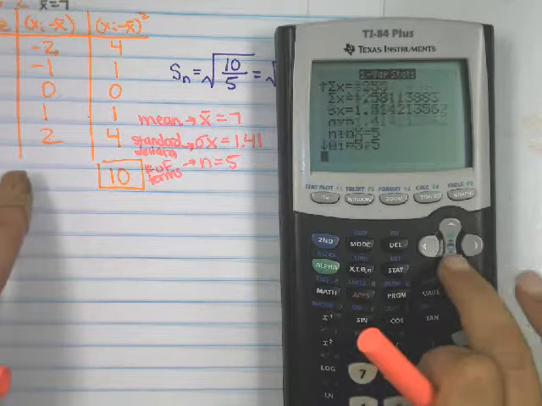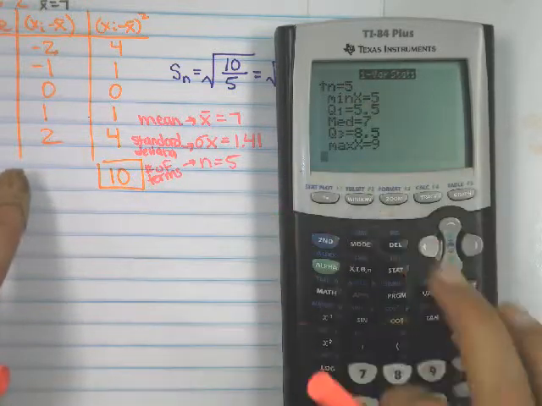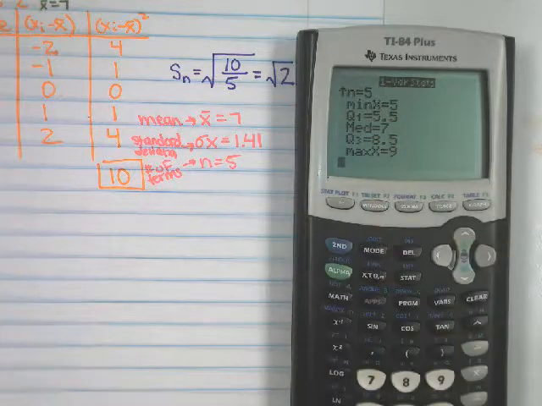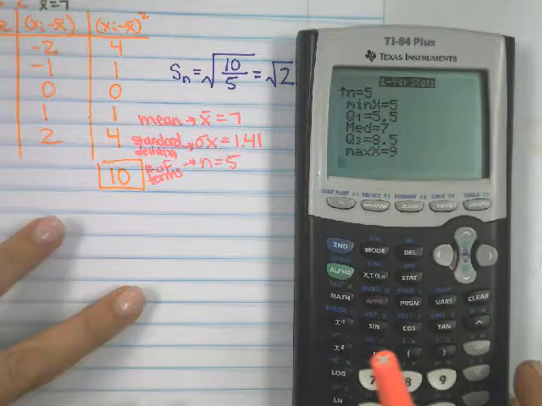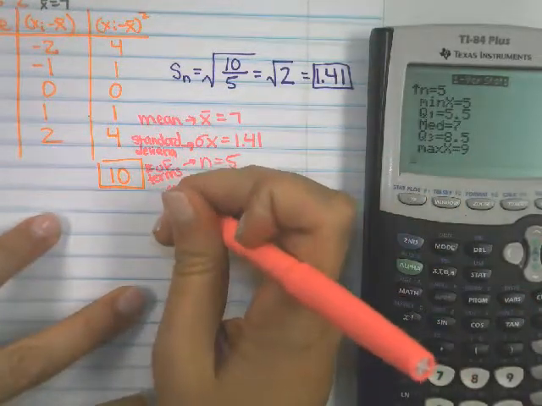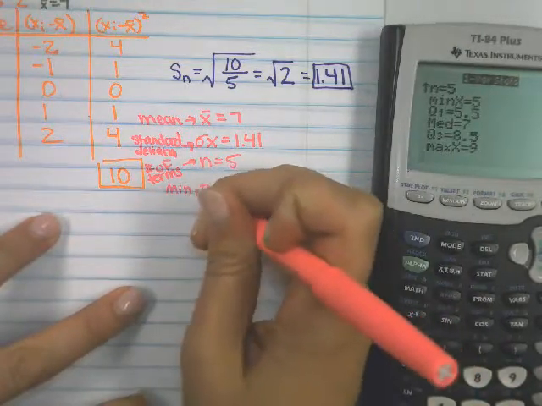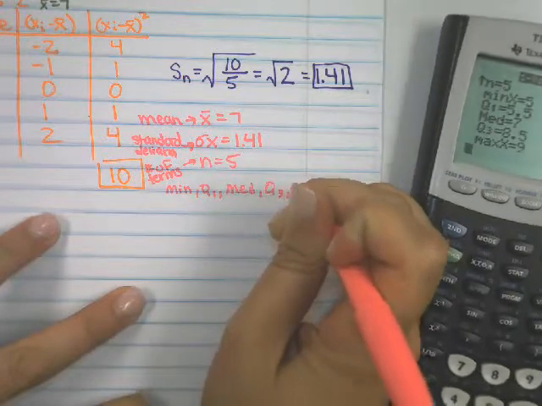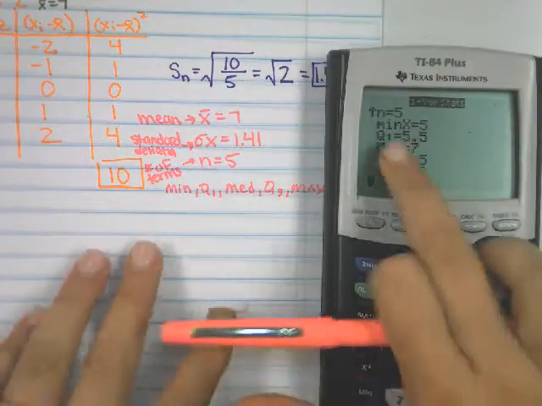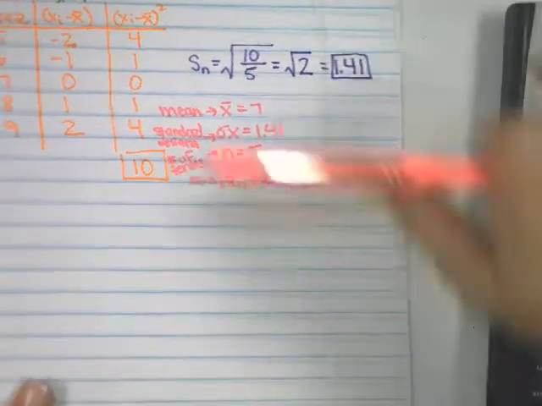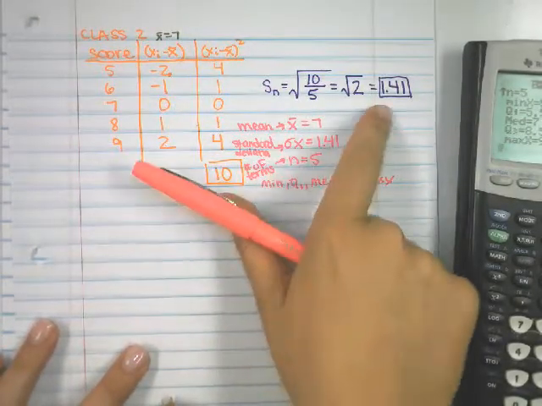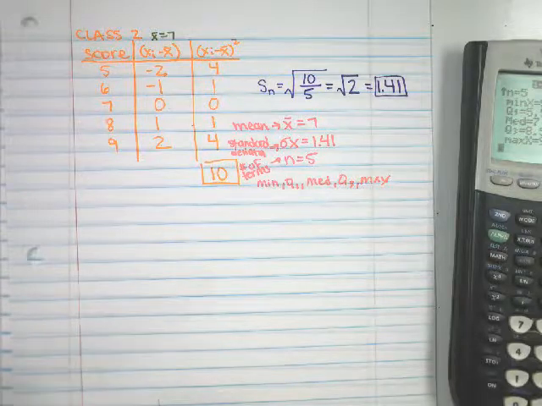What else is useful? Minimum and maximum can be useful, and then your quarters. This stuff right here is how you would make your box and whisker plot. It does give you min, Q1, median, Q3, and maximum, so you could make a box and whisker plot. But this number is the number that's going to indicate our standard deviation.